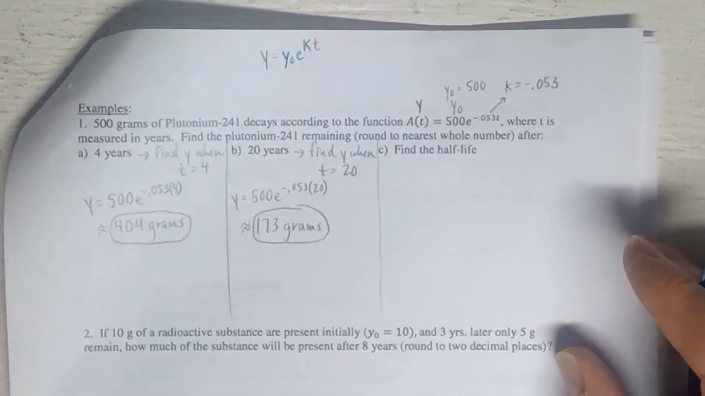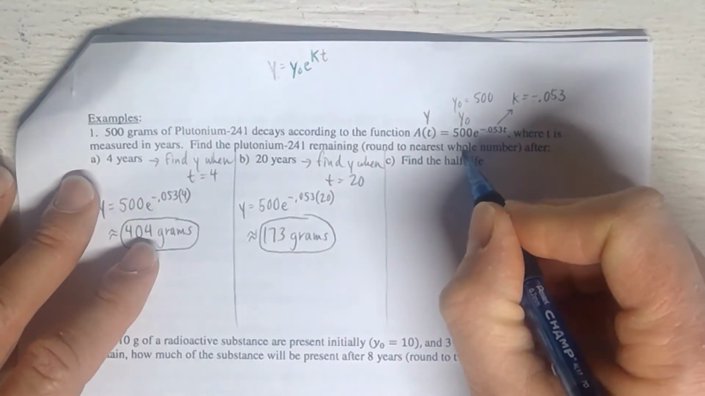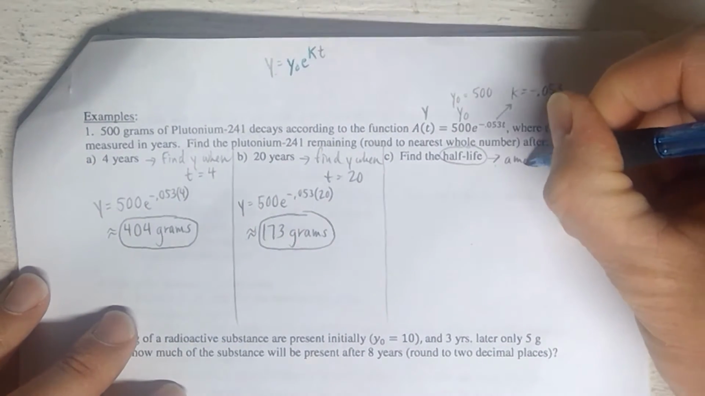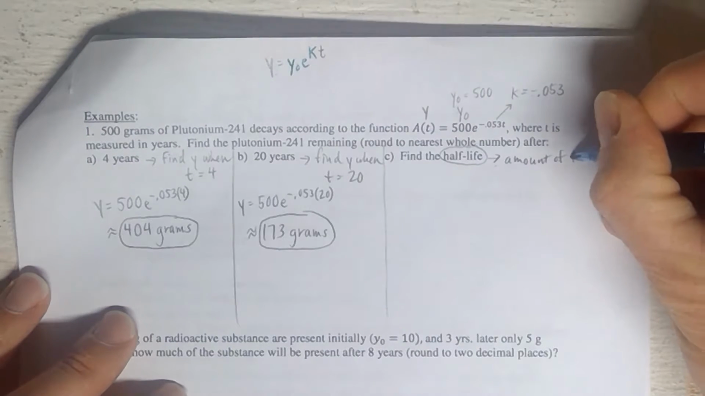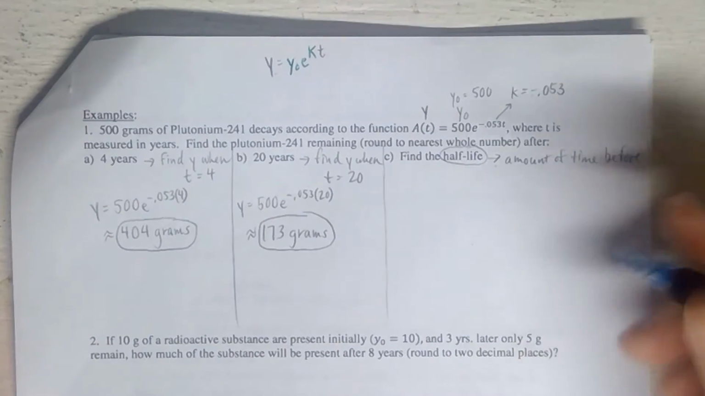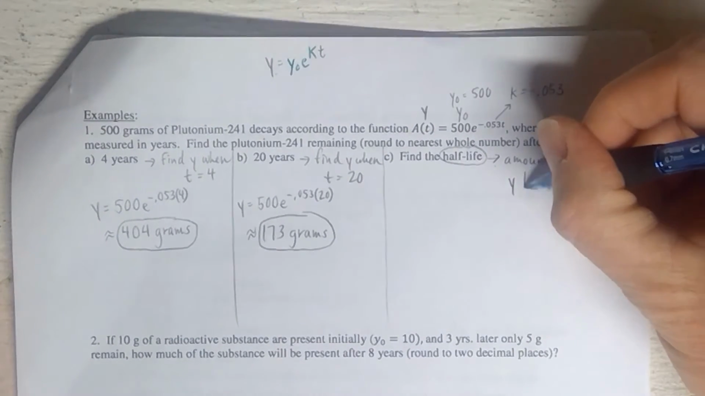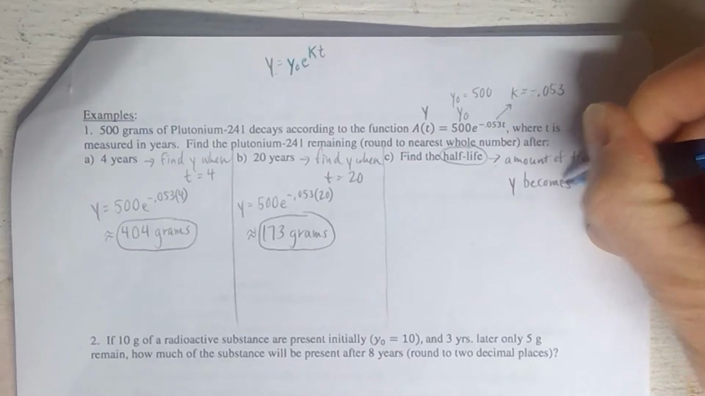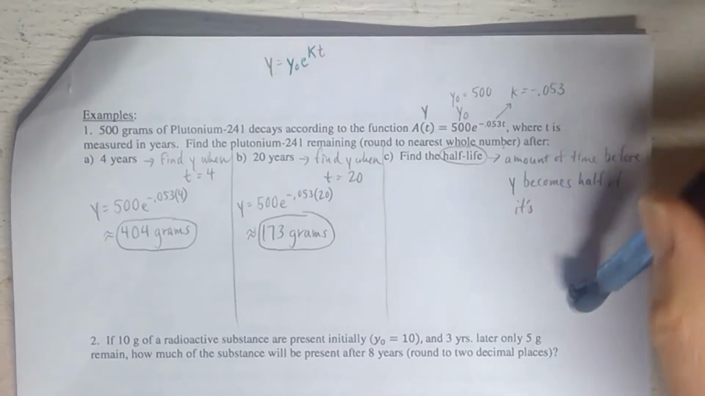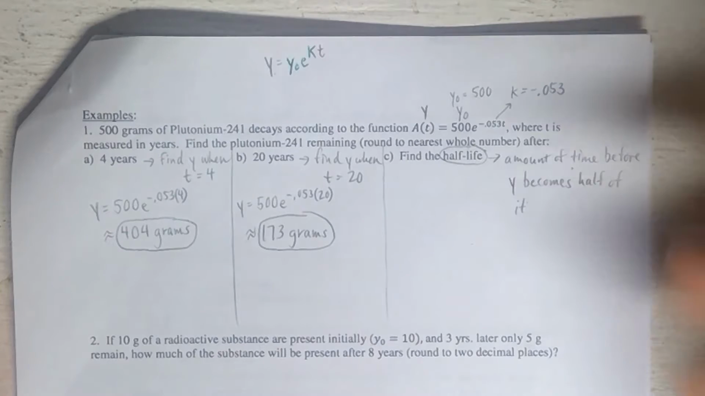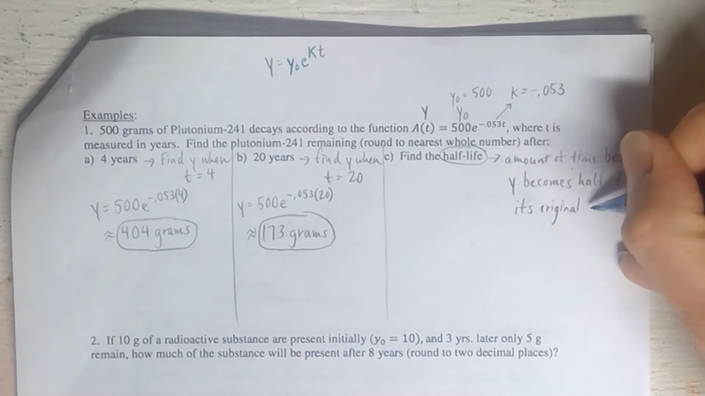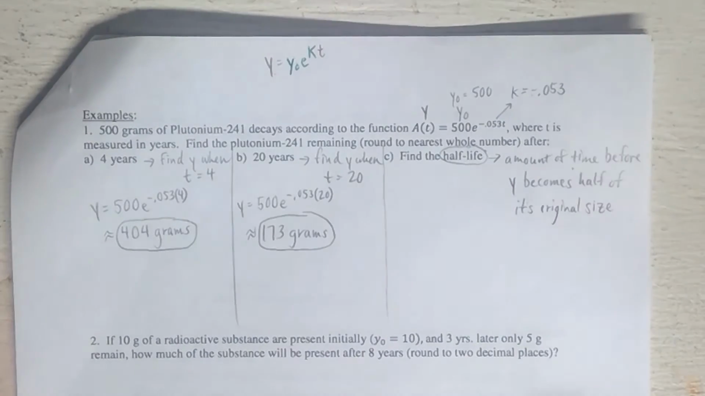Okay, what does half-life mean? Half-life is the amount of time before, so they're asking for t here. They're not asking for y this time, they're asking for t. It's the amount of time before y becomes half of its original size. I shouldn't put an apostrophe there, I look like an English teacher, but that's okay. We're not in an English class. Half of its original size.